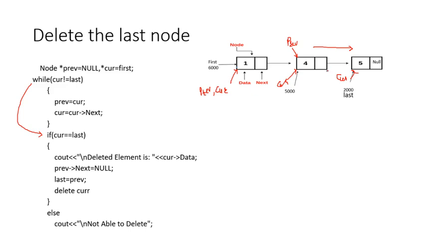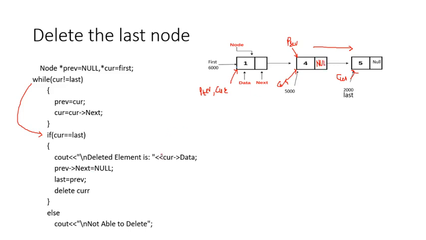Right now current is equal to last, so if that is the case, what we need to do is make the next part of the previous node, where prev is pointing, null. Prev contains the address of the previous node of this current. So prev arrow next, we have to initialize it to null, because this node we have to delete. So this node becomes the last node in the list.